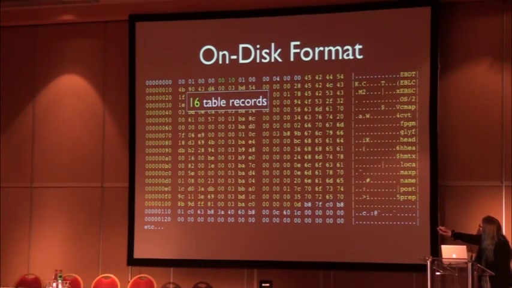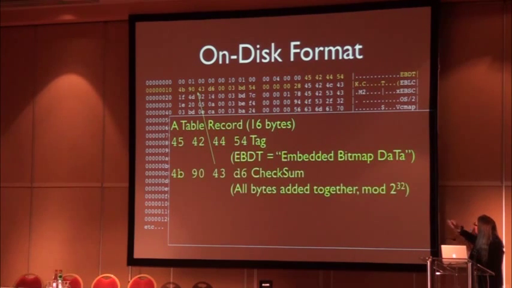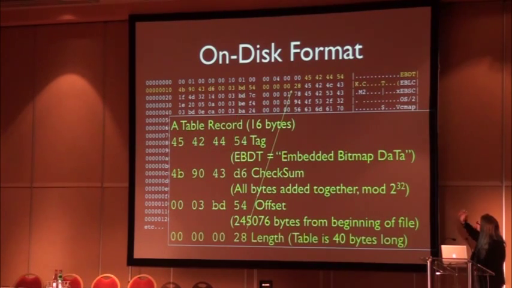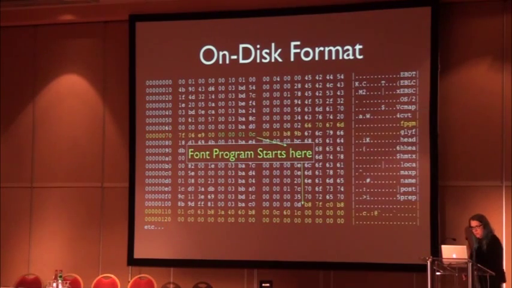It's 16 of these. You can see there's a magic value for each of the tables. In this case, it's shifted over by 4, but imagine that these were wrapped around, if it helps you think about it. And the actual values are pretty straightforward. So like this one is the embedded bitmap data table. There's a checksum, which is basically all of the bytes added together. Nothing fancy. It's literally just the sum of all the bytes. And then the offset where you find it in the file, and then how long it is. Ta-da! The next one is the embedded bitmap location table, et cetera, and so forth.